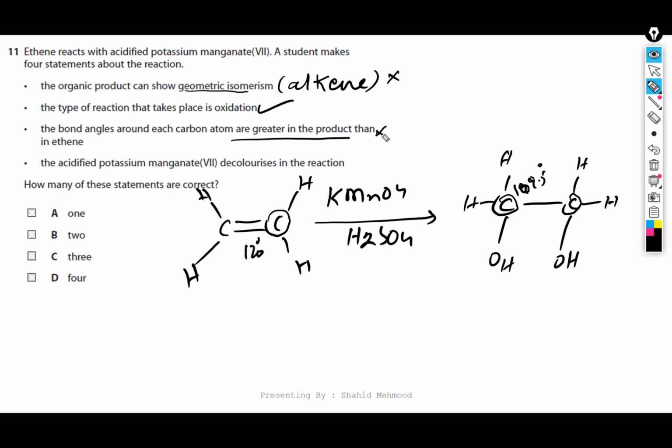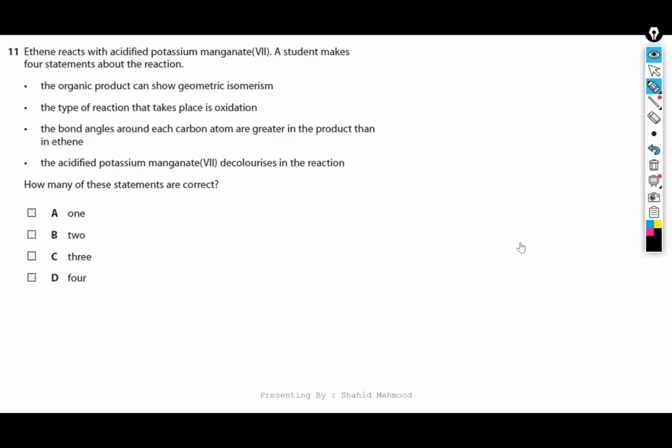The acidified potassium manganate(VII) decolorizes in the reaction. Yes, this is the correct option. So our correct answer is option B.